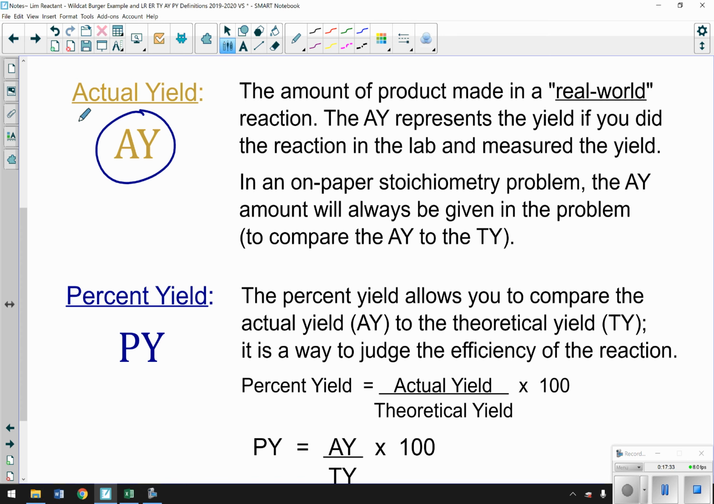And in an on-paper stoichiometry problem, we're not going to be able to go do the reaction. We're not going to be able to do a real-world reaction every single time like we did with the Where Did It Go lab. So I will give you the amount of the actual yield. We'll say something like, the student did this reaction in the lab, and this is how much was actually made. Then you'll be able to compare the actual yield that is given in the problem on paper to the theoretical yield that you will calculate, again, using stoichiometry.